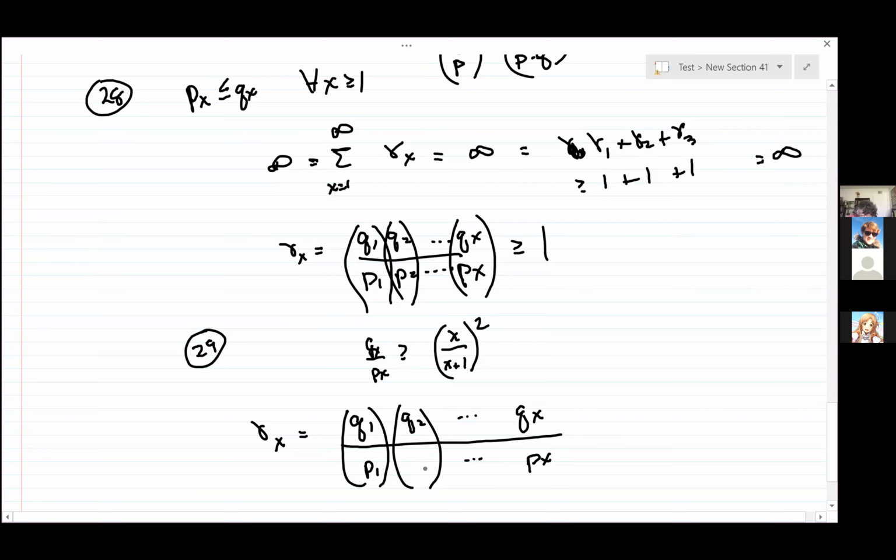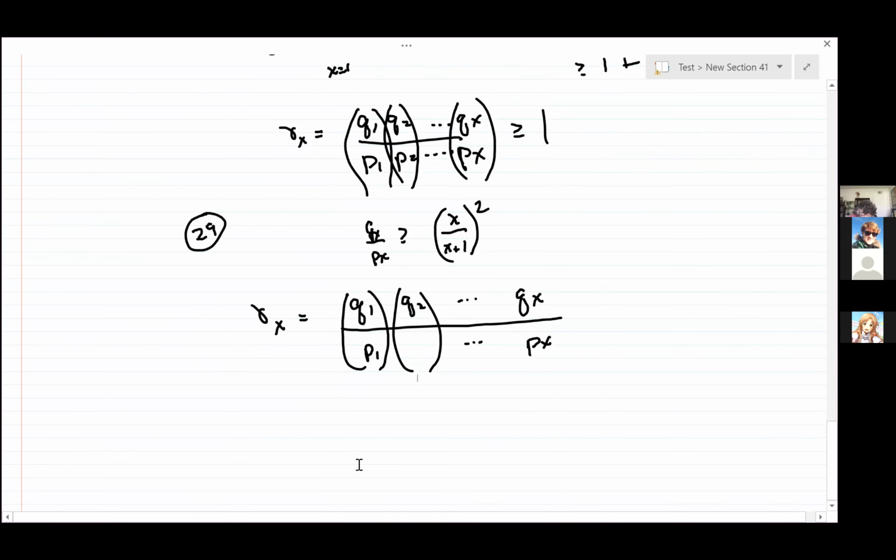So what do we know? We know that P1 over Q1 is greater than or equal to what? 1 over 2 squared? Why? Just using this with x equal 1. And then P2 over Q2 is greater than or equal to what? 2 over 3 squared?